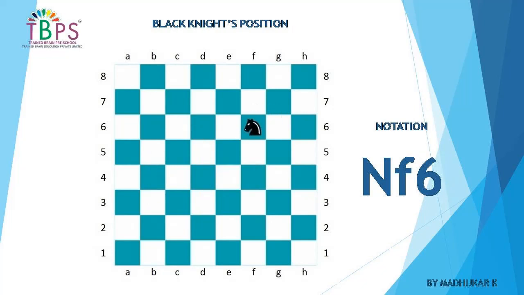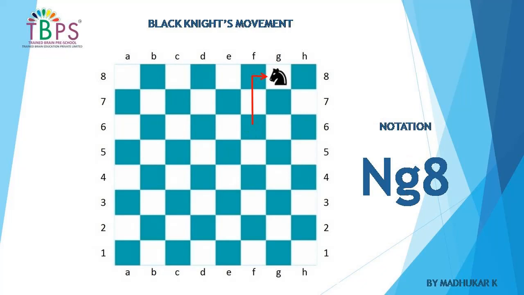Now we will see the black knight and how it moves. In this example, the black knight is placed in f6, so the notation of this piece is Nf6. We know that a knight moves in an L shape in any direction. So this knight which is placed in f6 can move to g8, that is Ng8.